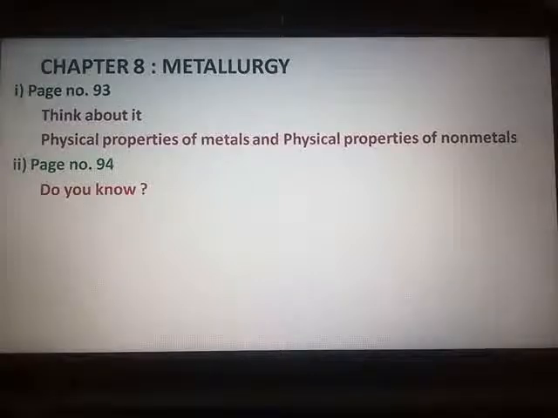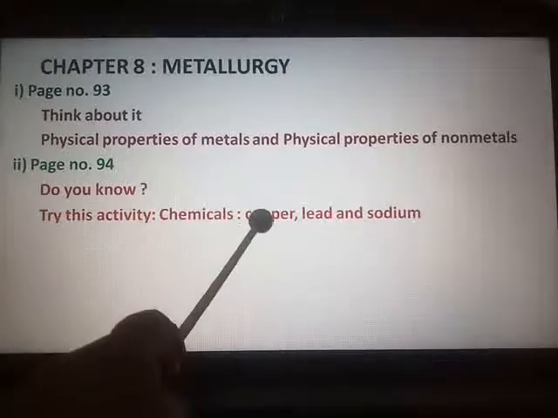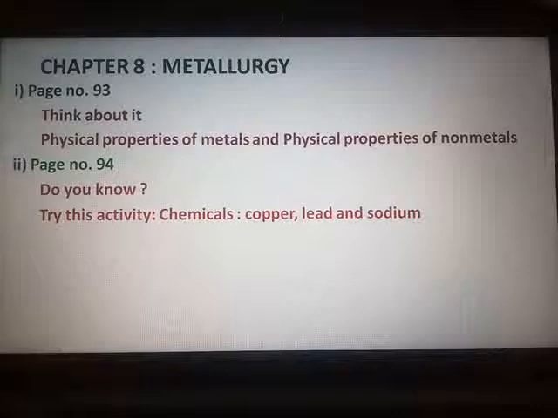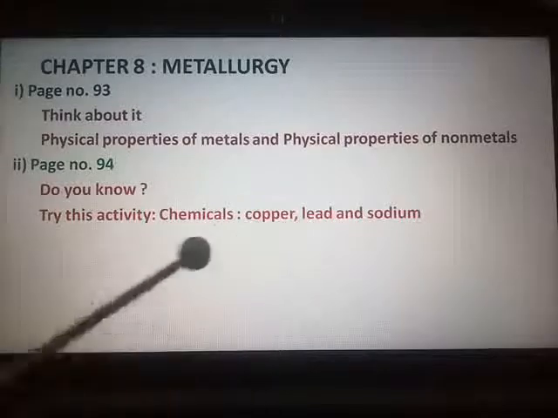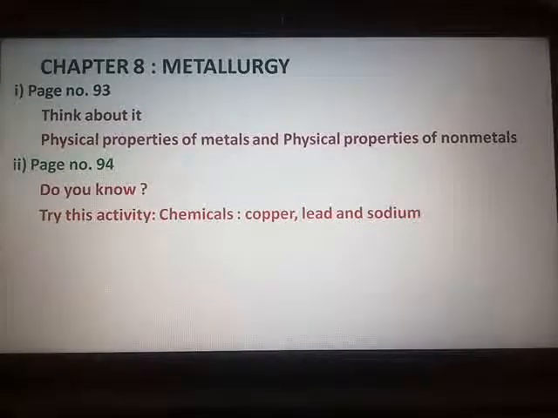The apparatus given is pair of tongs or spatula, knife, burner, etc. Below that you have the names of the chemicals. You have samples of aluminium, copper, iron, lead, magnesium, zinc and sodium. Out of these chemicals they have removed copper, lead and sodium. So all these three names you put a cross. Copper, lead and sodium. Other metals you have to study, that is aluminium, iron, magnesium, zinc. Remove these three chemicals, copper, lead and sodium.